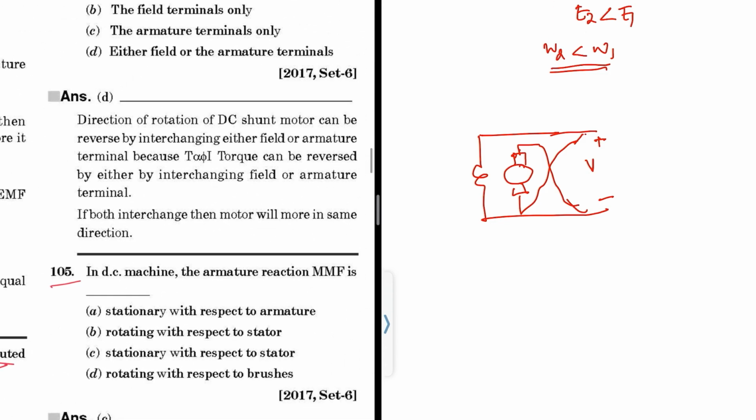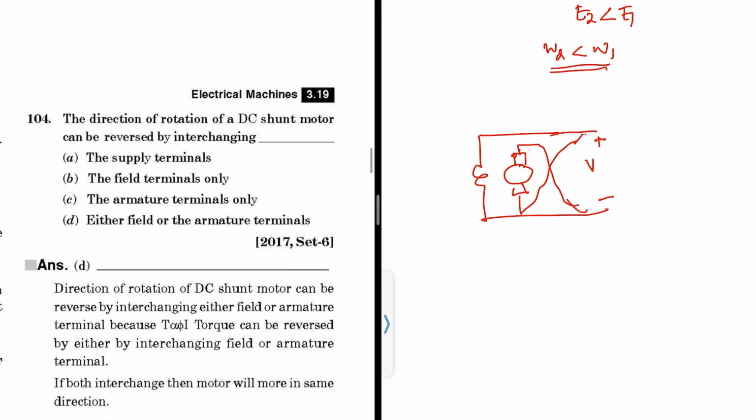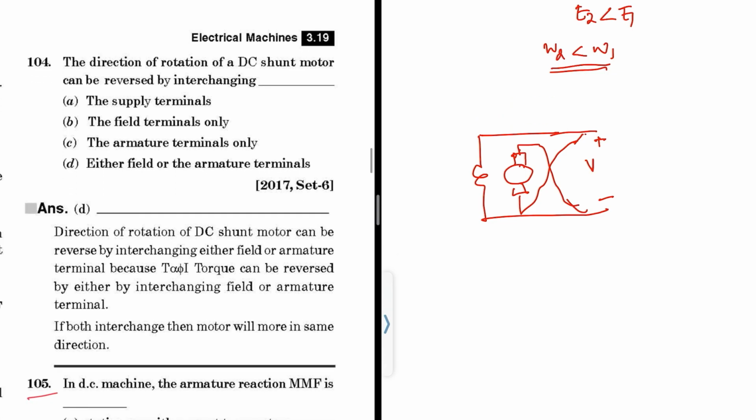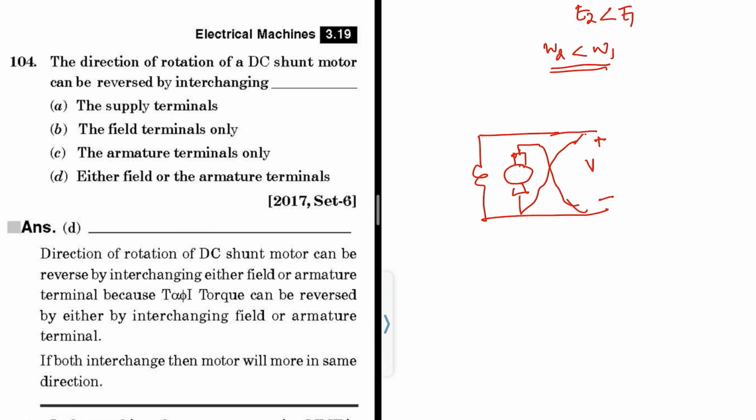Coming to question number 104, the direction of rotation of the DC shunt motor. This I already explained. If you want to change the direction of rotation of the DC shunt motor, we have to change both the field and armature terminals.